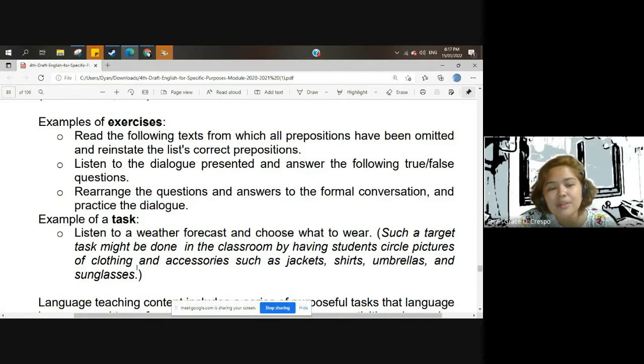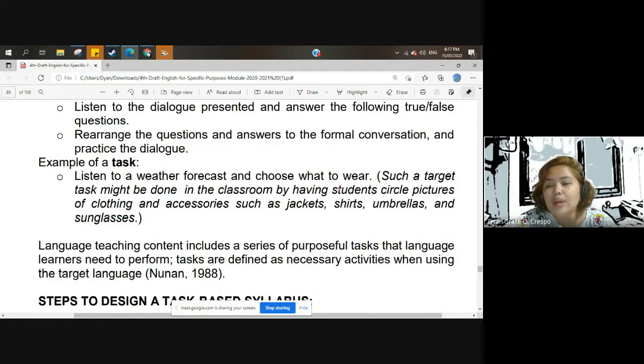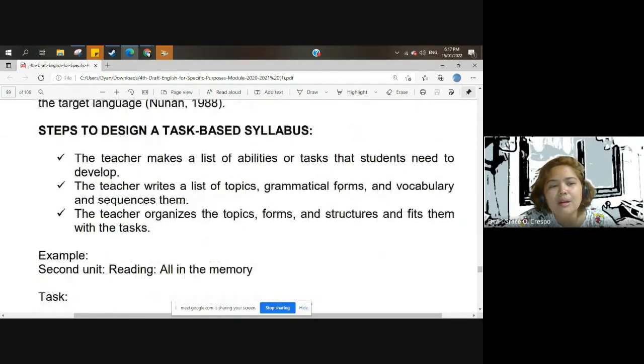Now, example of the task: listen to a weather forecast and choose what to wear. Such a target task might be done in the classroom by having students circle pictures of clothing, accessories such as jackets, shirts, umbrellas, and sunglasses. So, ang exercises kanina, ayan ay something to do with the pen and paper. Okay, pero dito, they have something to do with what to wear. Okay, so nagdala sila ng something. Yun yung task natin.